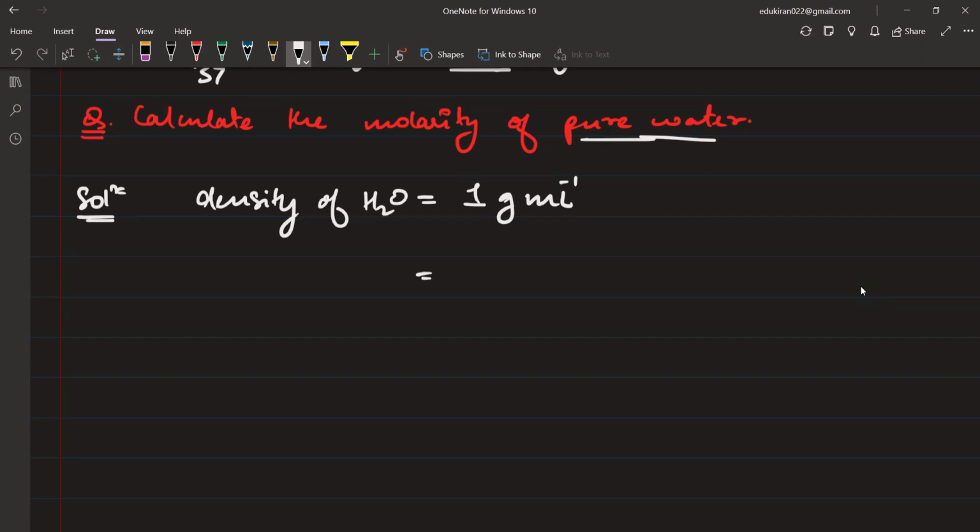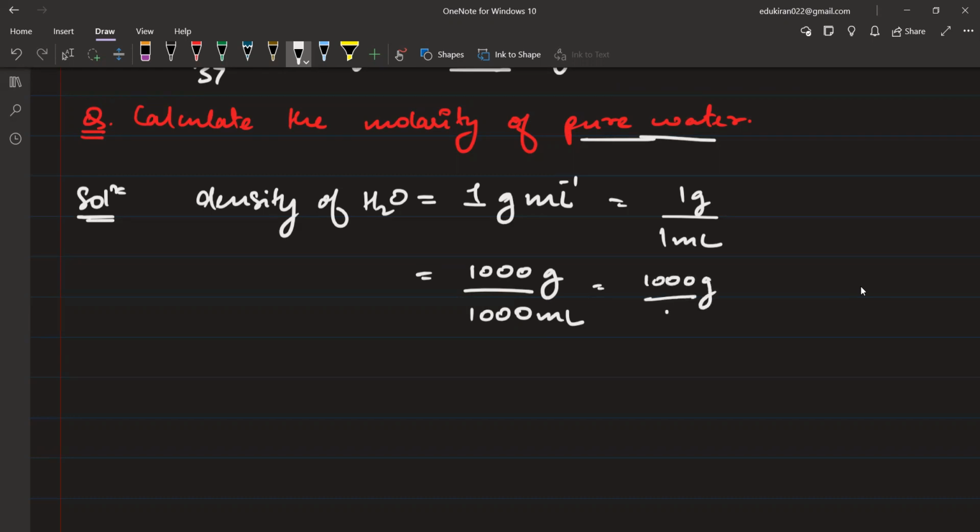That means I can say this is equal to 1 gram divided by 1 ml, right? 1 gram per ml. I'm multiplying 1000 here and 1000 here. So I will get 1000 grams in 1000 ml. That means in 1000 ml of water, we have 1000 grams of water. So I can write this as 1000 grams in each liter.